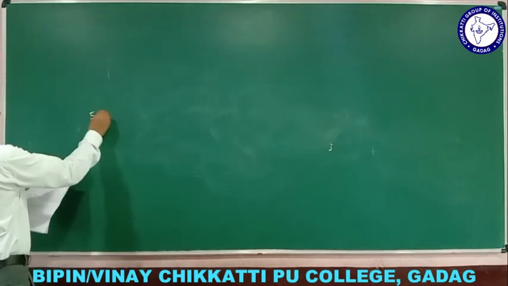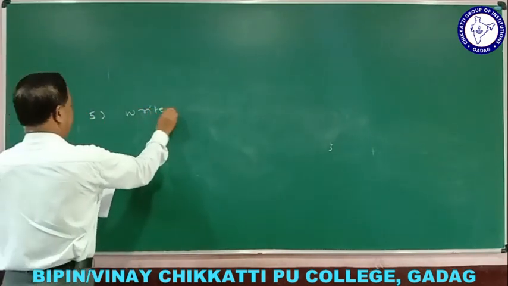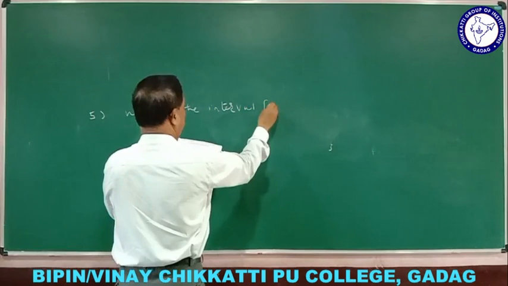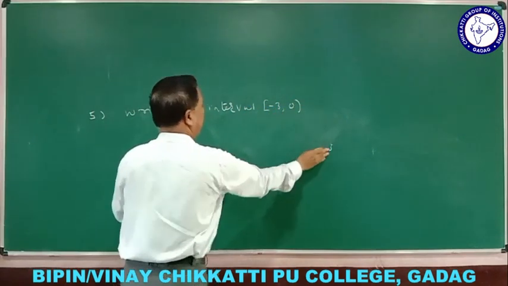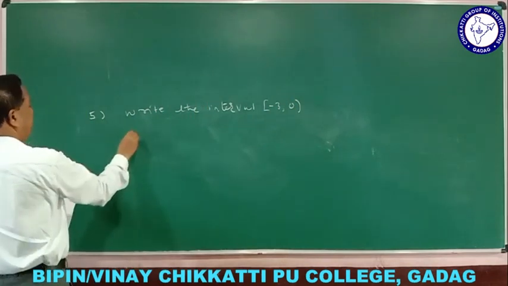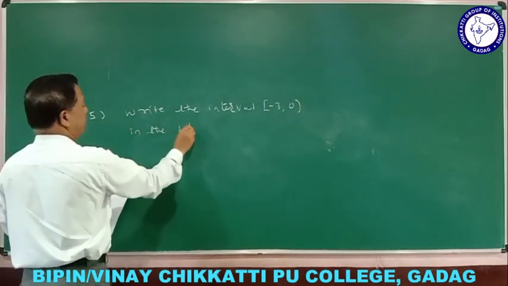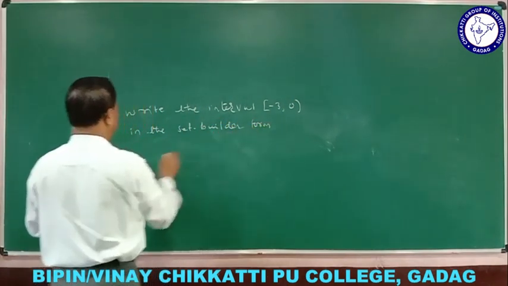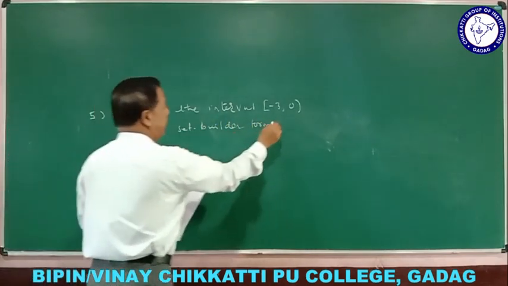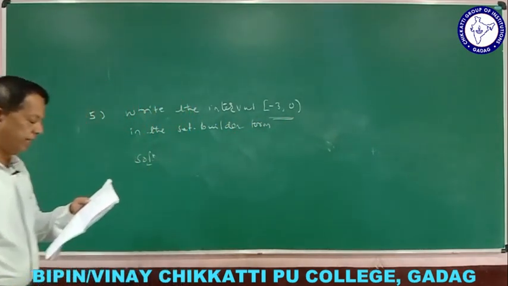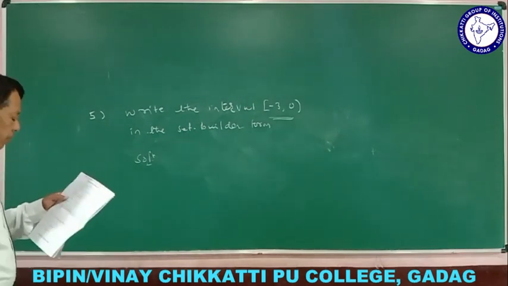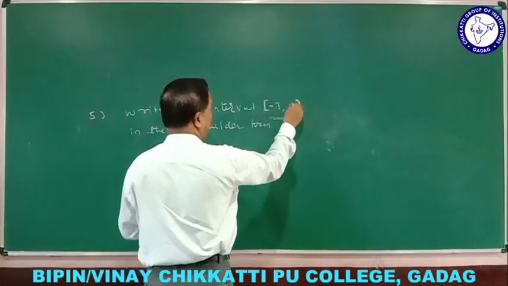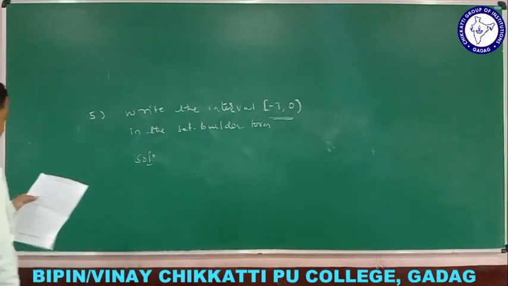Next, number 5. Write the interval minus 3, 0 in the set builder form. Look at this, it is already there in the interval form. So you have to write it in the set builder form. Try to understand, this is closed and this is open, and how to write in the set builder form.